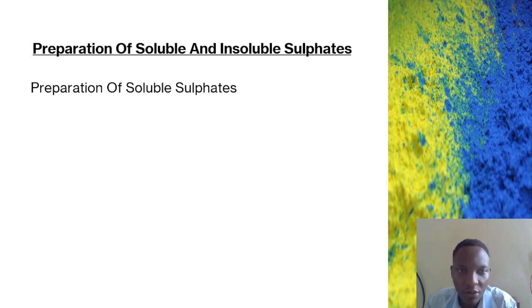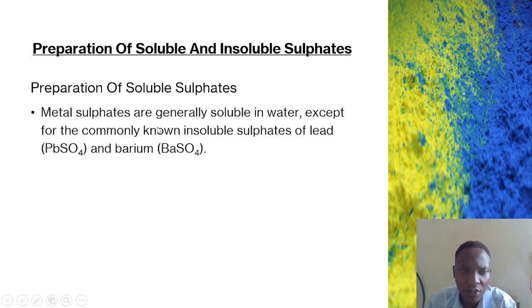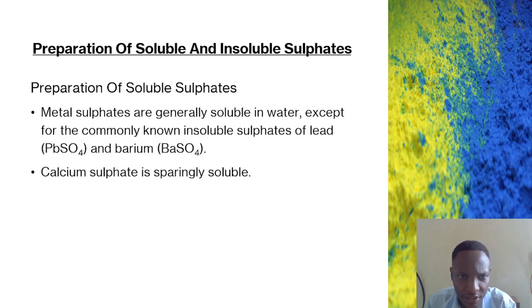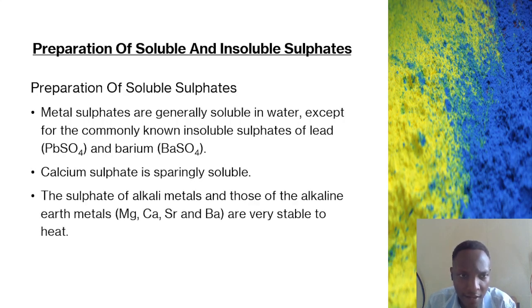So, starting with the preparation of the soluble sulfates. Metal sulfates are generally soluble in water, except for the common insoluble sulfates of lead and barium. Lead sulfate and barium sulfate are the insoluble sulfates. Now, calcium sulfate is sparingly soluble. The sulfates of alkali metals and those of the alkaline earth metals are very stable to heat. That's the obvious fact you have to get about these sulfates.